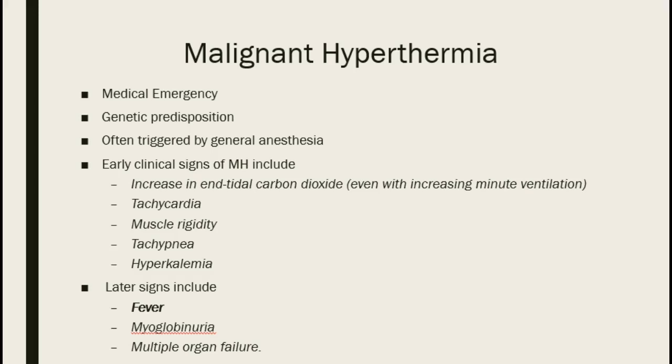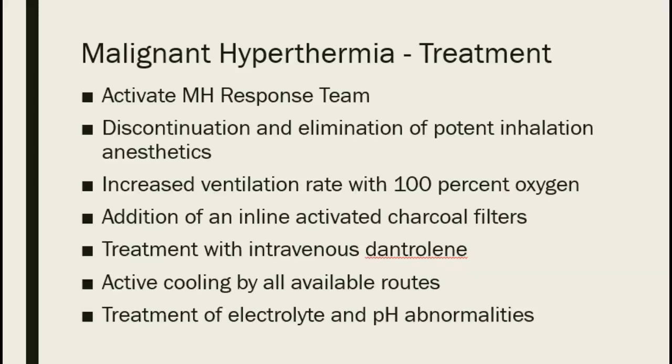All of the ORs and some of the other areas where they care for patients who have general anesthesia will do what's called malignant hyperthermia drills. If you suspect your patient has this, you're going to activate that malignant hyperthermia response team. They're going to discontinue and eliminate any of the potent inhalation anesthetics that may have triggered this. They're going to increase the ventilation rate with 100% oxygen. They'll add an inline activated charcoal filter. And then they're going to start treatment with intravenous dantrolene. It's quite an undertaking to mix this dantrolene and to get it ready.